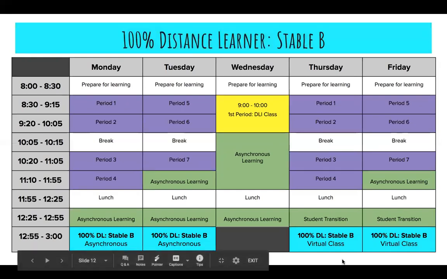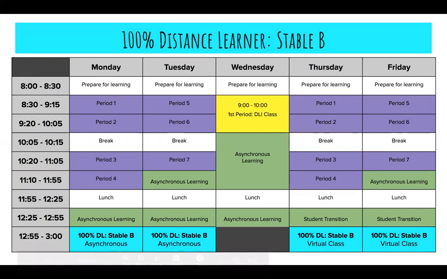And then here we have an example of how a distance learner Stable B student would look on the schedule.